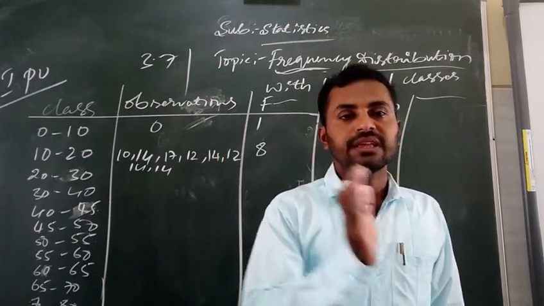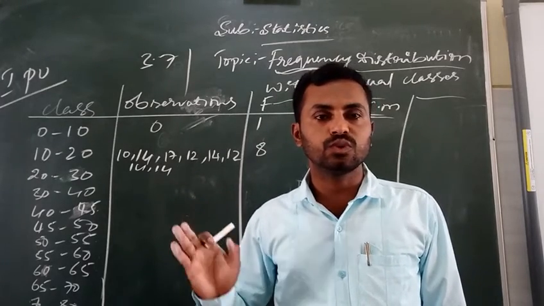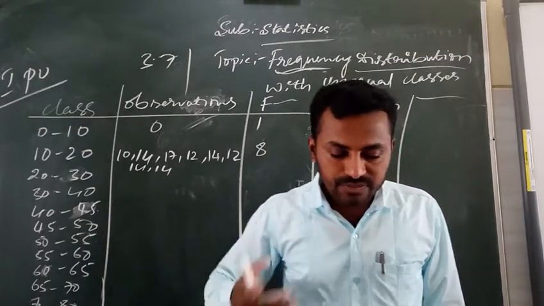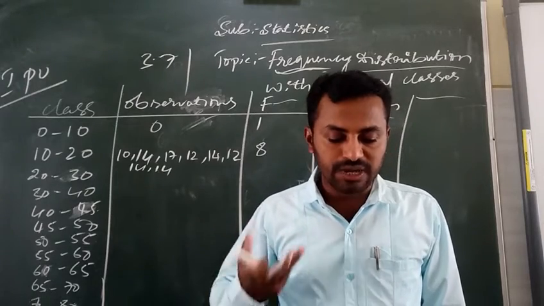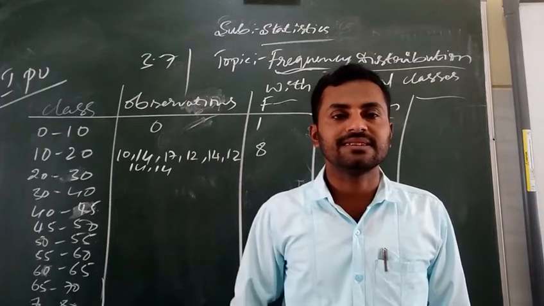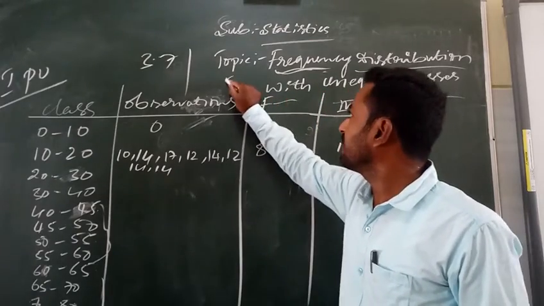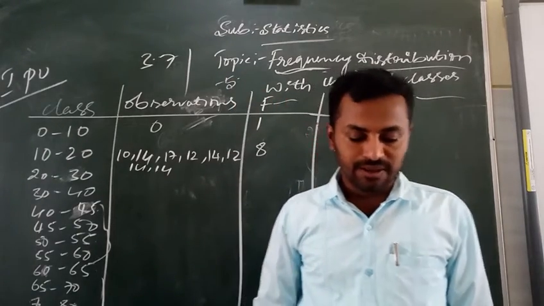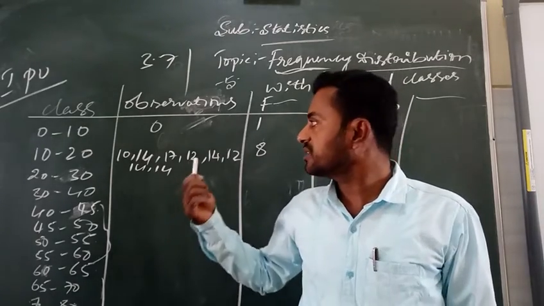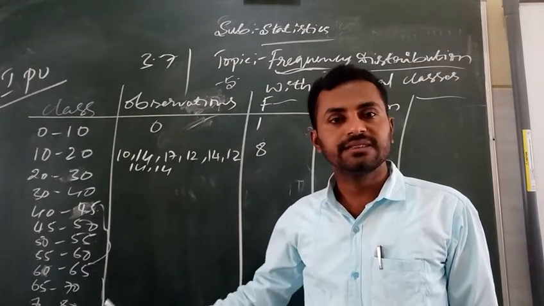See, understood? The three classes are divided, split into two. These are the new classes. What are the class intervals for the new classes? 5. This class interval is 5. Then the remaining classes, the other classes 0 to 10, 10 to 20, 20 to 30, then 30 to 40, 70 to 80, 80 to 90, then 90 to 100.